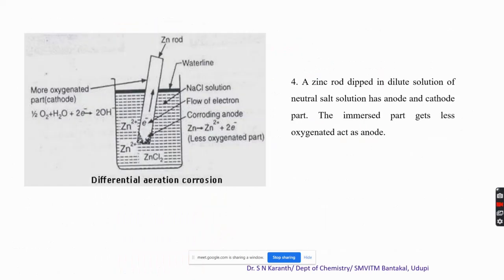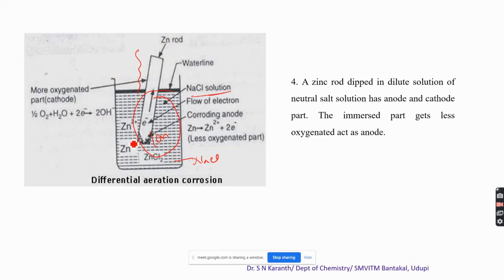And this is one example: a zinc rod, if you dip it in a dilute solution or even a neutral salt solution, we can clearly see the anode and cathode parts. Here I take a zinc rod and dip it in a dilute solution like sodium chloride solution. The portion exposed to the water comes in contact with only the dissolved oxygen, so it is a less oxygenated part. Whereas the portion exposed to the atmosphere is a more oxygenated part and acts as cathode.